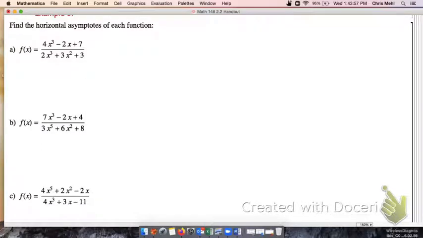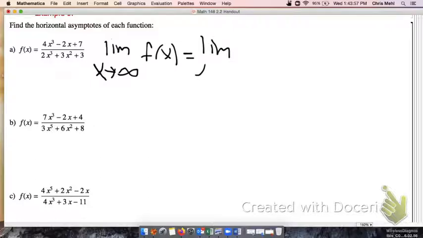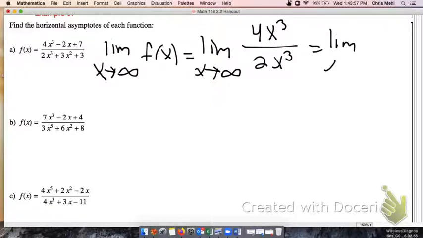Okay, I've got three rational functions right here, and I'm going to do the end behavior of these functions. So first of all, I'm going to do the limit as x goes to positive infinity of f of x on the left. That's the limit as x goes to infinity of, you're going to take the leading term in the numerator, which is 4x cubed, divide that by 2x cubed, and then simplify after this step. The x cubes cancel, and 4 divided by 2 is 2.